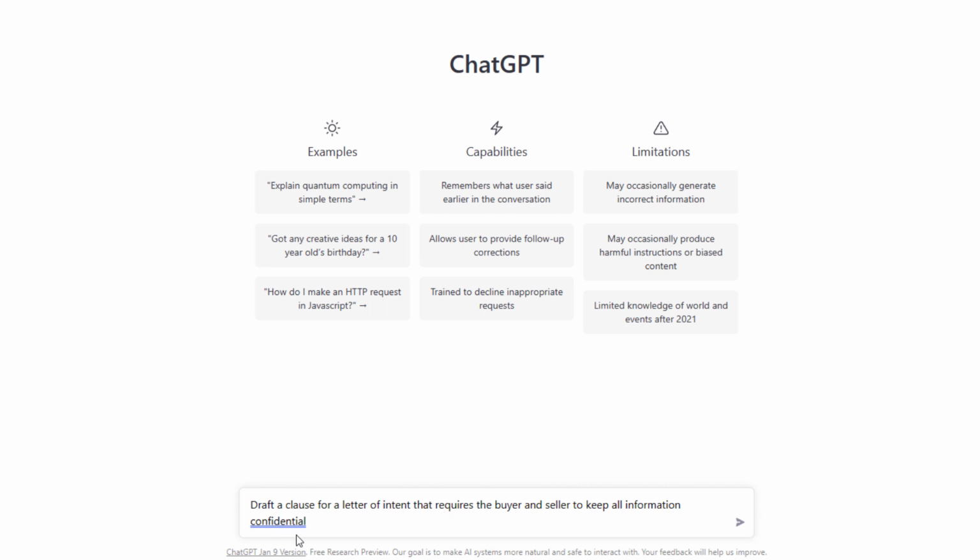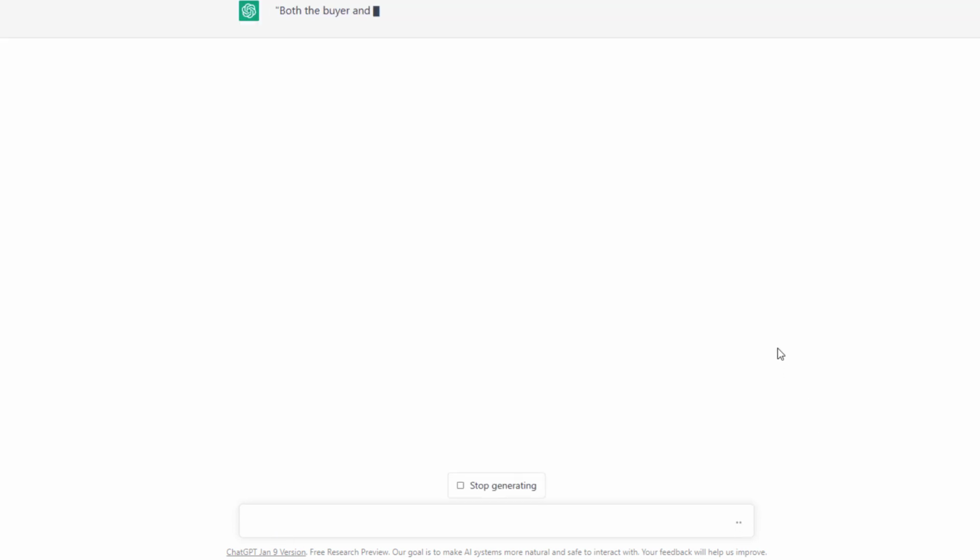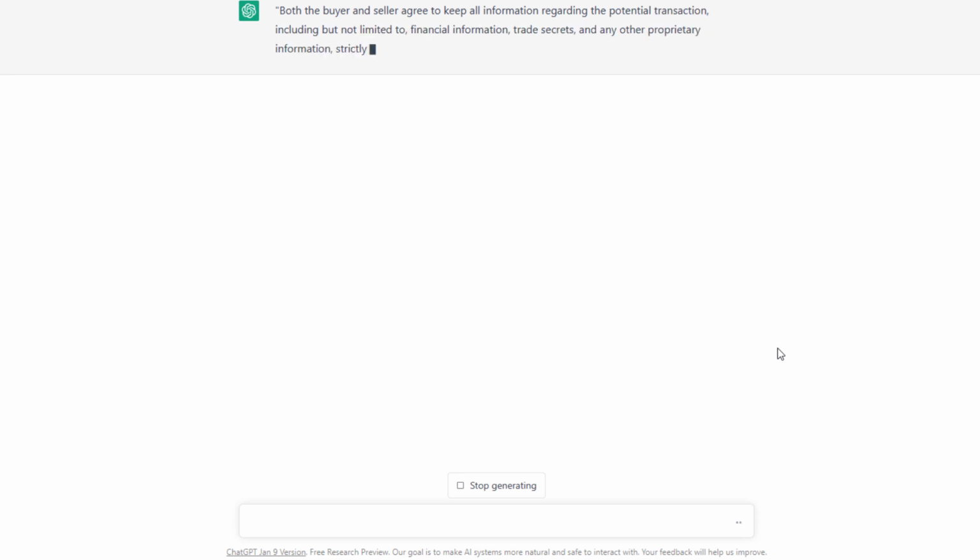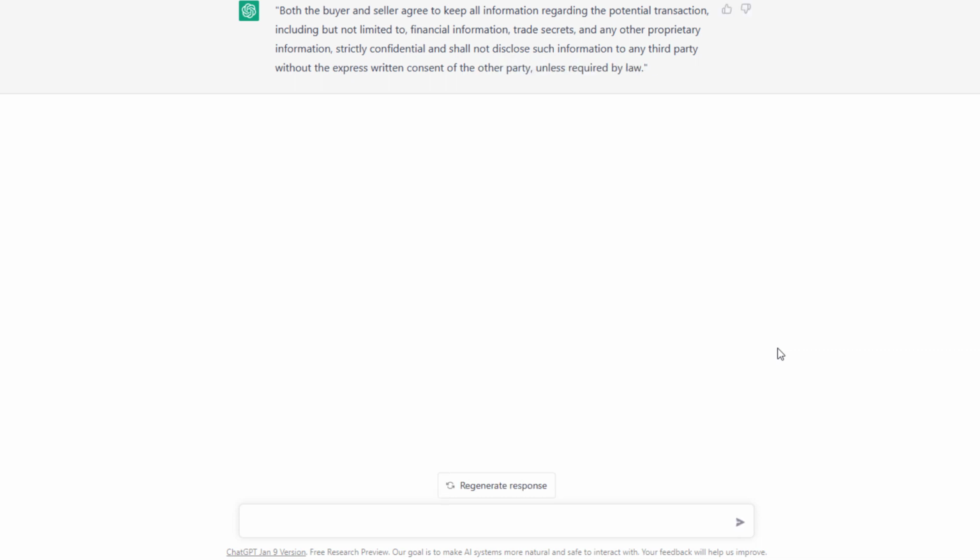Okay, so I provide the prompt to the AI, I hit submit, and the AI is going to produce some clause. Both the buyer and seller agree to keep all information regarding the potential transaction, including but not limited to financial information, trade secrets, and any other proprietary information, strictly confidential, and shall not disclose such information to any third party without the express written consent of the other party unless required by law.